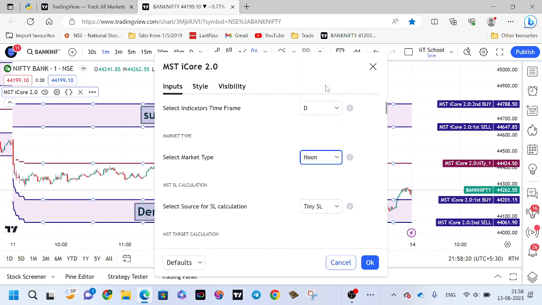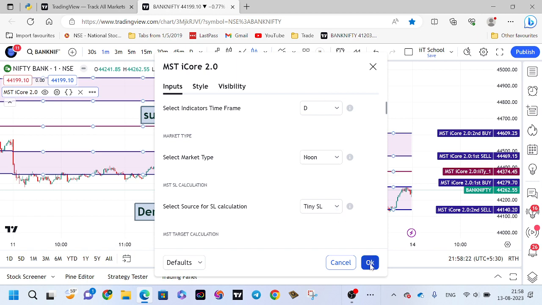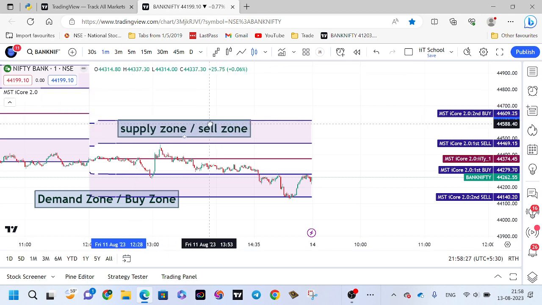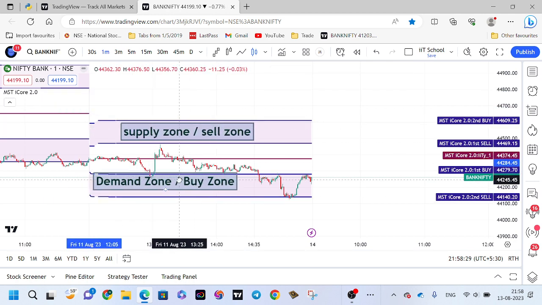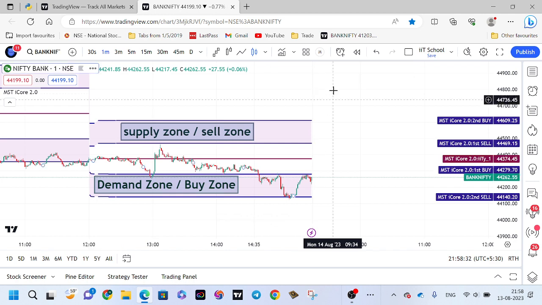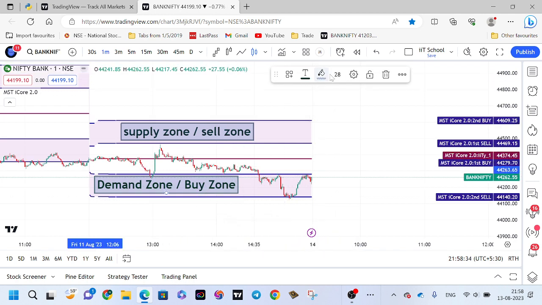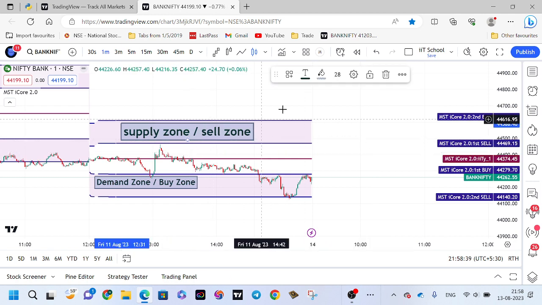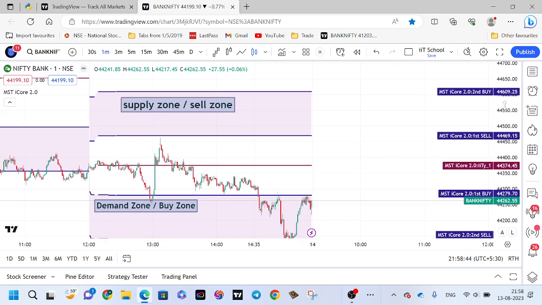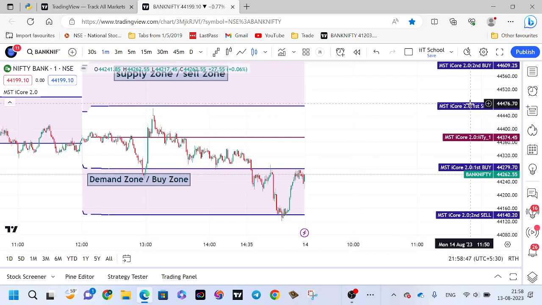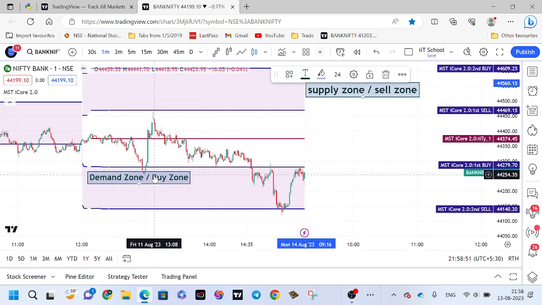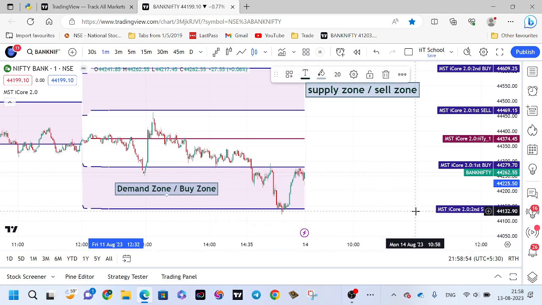What is the next session? The next session is the noon market. See here what happened. Perfectly our buy entry got activated, and before that the sell entry got activated. So on both sides we have got the profit. I will just zoom in. Both sides we have got the target hit. So this is our supply zone and this is our demand zone.